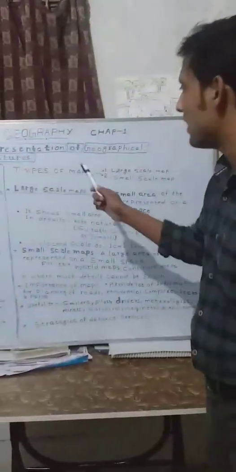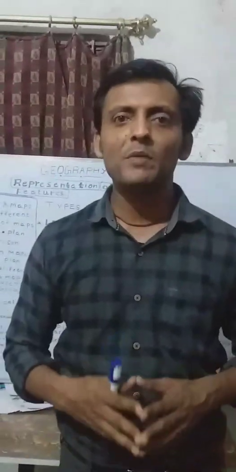But if you want detailed information, then we need to transfer this information onto a piece of paper, or you can say a flat surface, and for that we represent it by transforming the information from the globe onto a flat surface. So what is a map? Now the question comes, what is a map? A map is a representation of the whole earth or a part of it on a flat surface by a given scale.